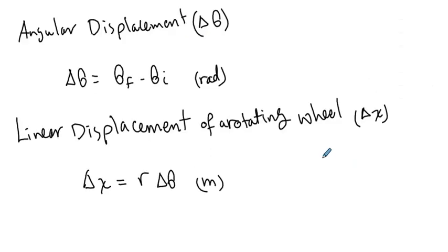In this video, we talked about angular displacement, which is delta theta. Delta theta equals theta final minus theta initial in radians, and how to convert between degrees and radians. And the linear displacement of a rotating wheel, which is delta x equals r times delta theta in meters.